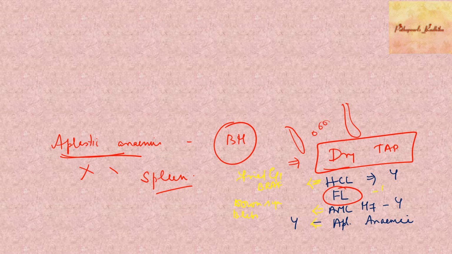And about follicular lymphoma, they cause paratrabecular lymphoid aggregates. So dry tap is a very important question. Remember, whenever you have fibrosis or a tightly packed marrow, you can have a dry tap. So this is the answer to the question.